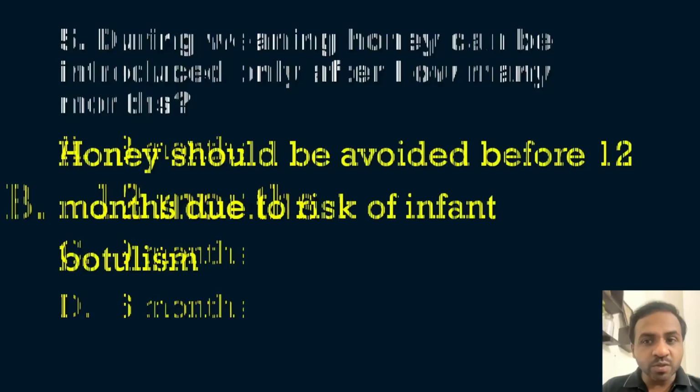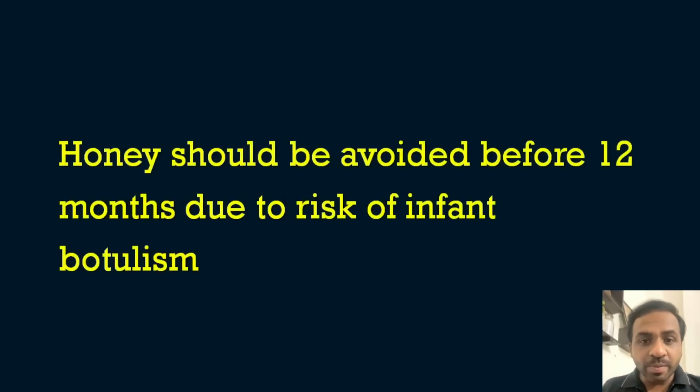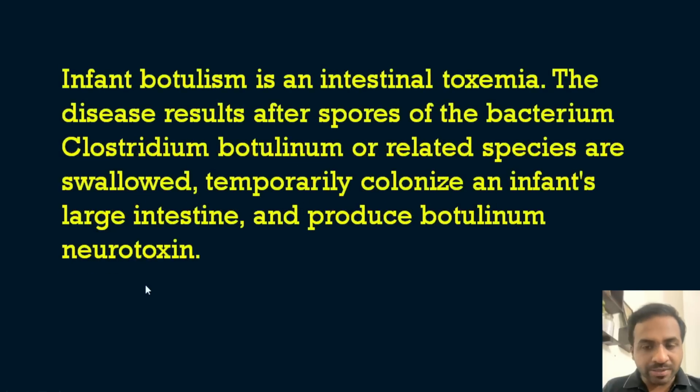Honey needs to be introduced only after 12 months. Why? Honey should be avoided before 12 months due to the risk of infant botulism. Okay, so this is very, very important, infant botulism. So what is infant botulism? Infant botulism is an intestinal toxemia. The disease results after the spores of the bacterium, that is Clostridium botulinum or a related species, are swallowed, temporarily colonize an infant's large intestine and produce the botulinum neurotoxin.